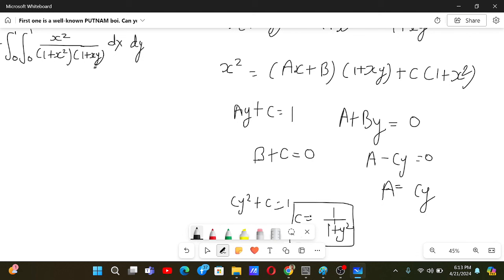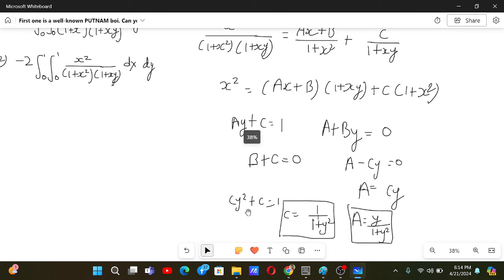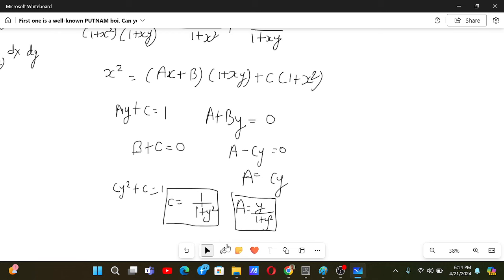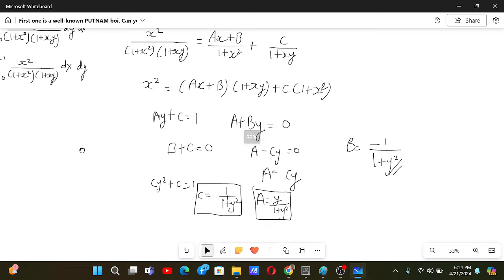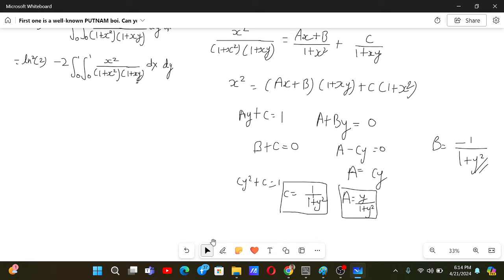And then since we have c as 1 by 1 plus y squared, a will be y by 1 plus y squared. Now we know that a is equal to cy, and b is just minus c, so b is equal to minus 1 by 1 plus y squared. So we have now the coefficients and we are good to move ahead.